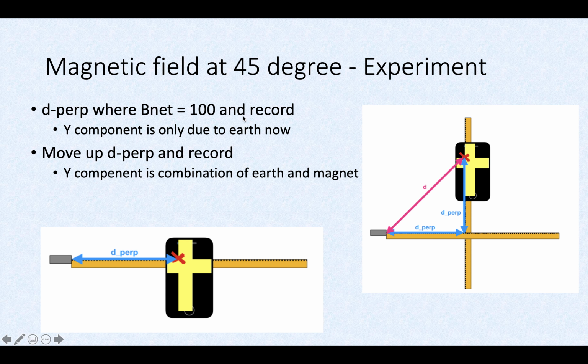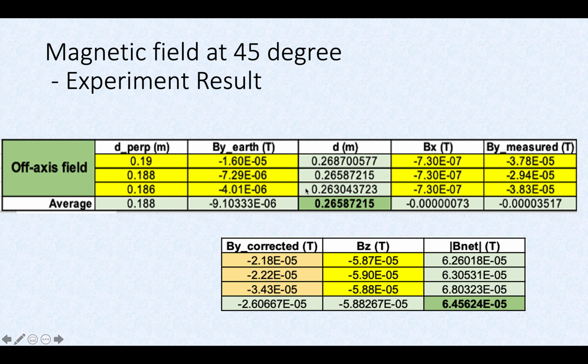So, magnetic field at 45 degrees. First, we found where the B net is equal to 100 microtesla and recorded all the values. And notice the Y component is only due to Earth now. Once we move it up a distance d perp, now the Y component is a combination of Earth and magnet. So this is the final result for the 45 degrees.